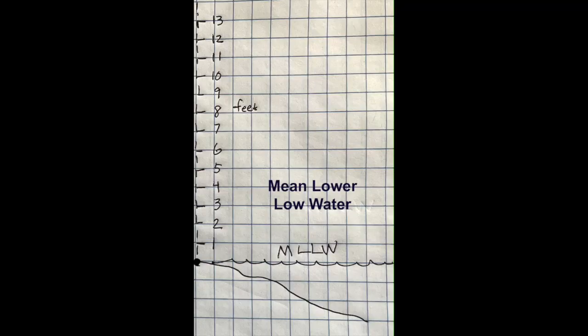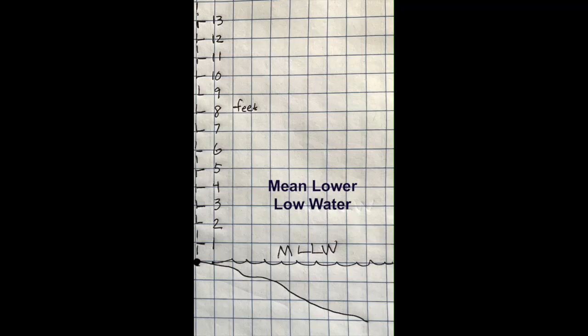They took the average of all the daily lowest tides observed between 1983 and 2001 and called that point mean, or average, lower, the lower of the two daily tides, low water. So if we say the tide is 13 feet MLLW, that means it is 13 feet above that level.